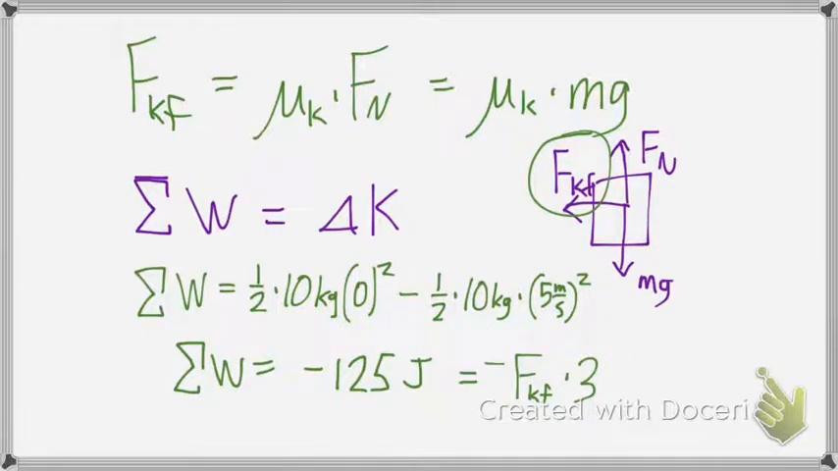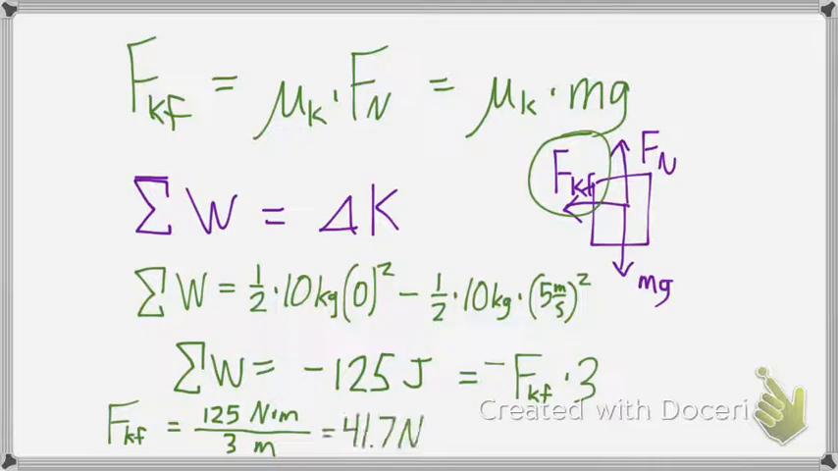So that gives me the force of kinetic friction is going to be -125 over -3. A joule is the same thing as a newton meter, divided by 3 meters. My unit of meters cancel. I end up with the force of kinetic friction being 125 over 3, which is 41.7 newtons. Right?